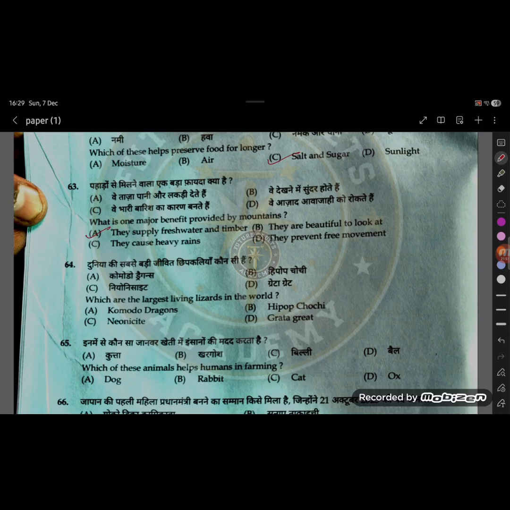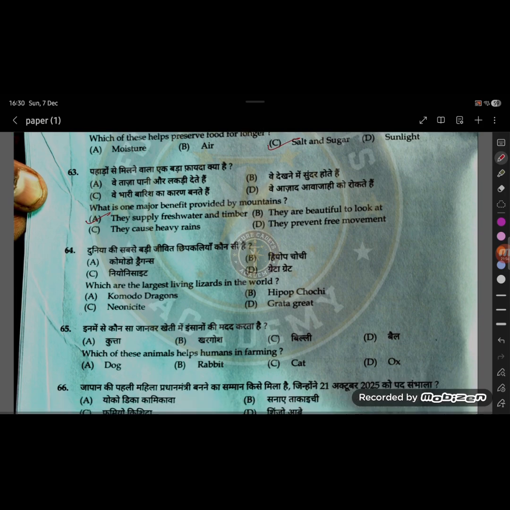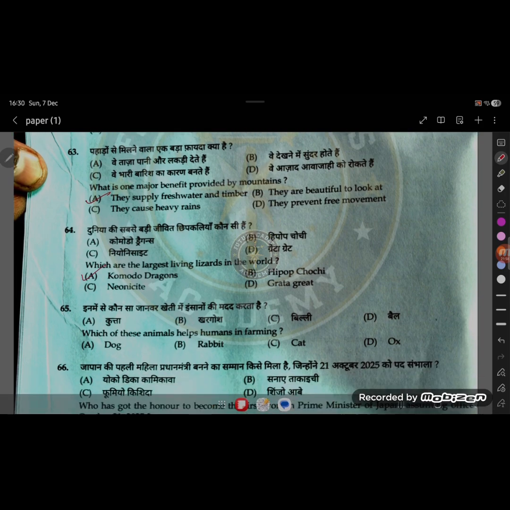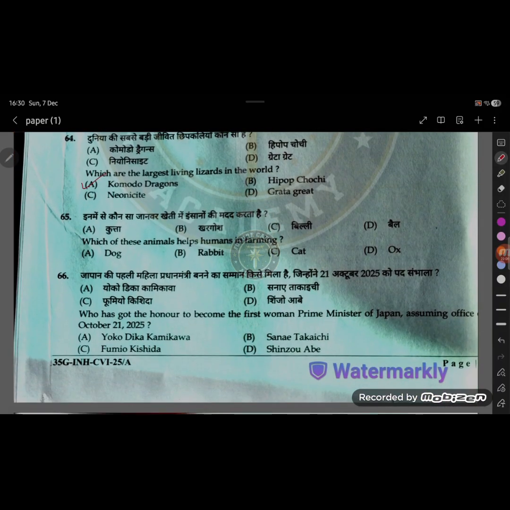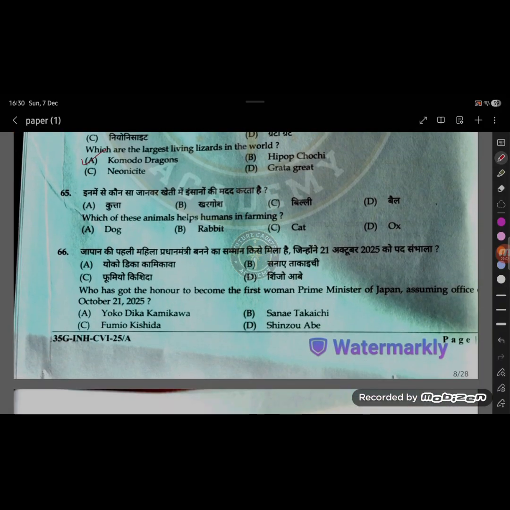Question number 64 is about the largest living lizards in the world, and the answer is Komodo dragons. Quite a big name, large name, like they are in their size. Question number 65, which of these animals help humans in farming? And we all know that it is our ox.